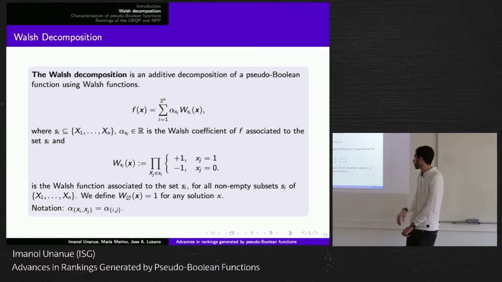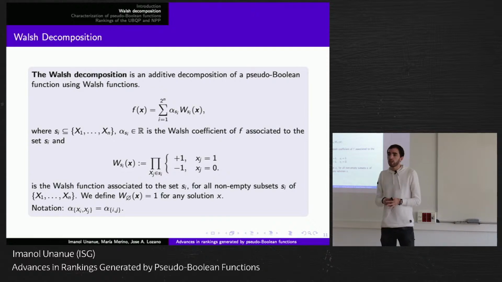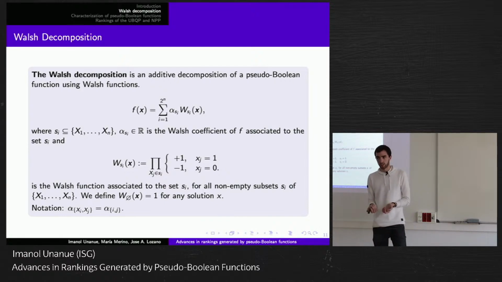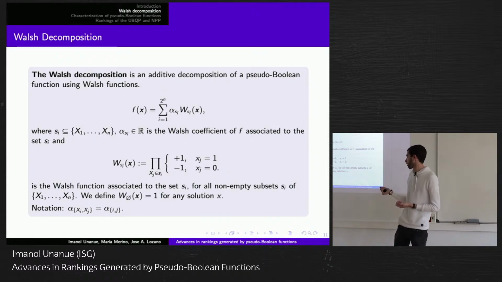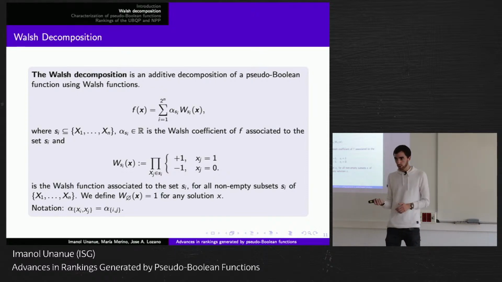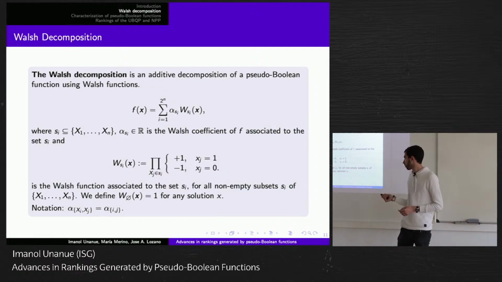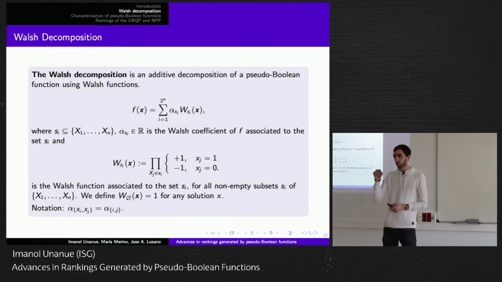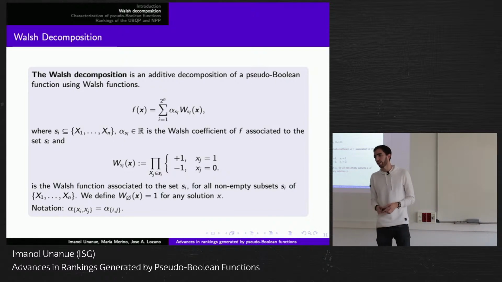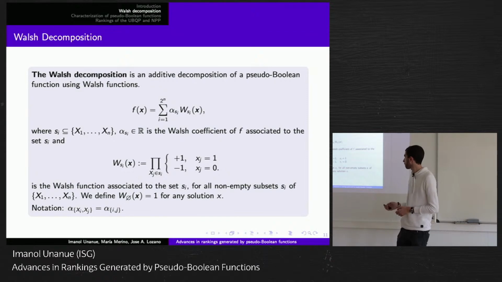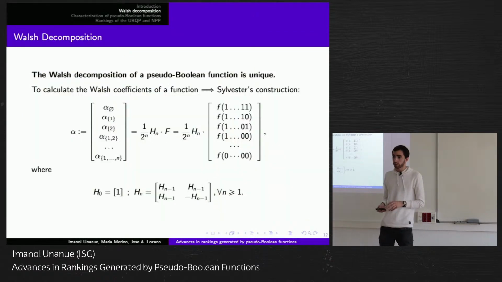I will not read all the formulas, of course, but just to consider, it's an additive decomposition, and if we have a function defined over the binary sequences of length n, we require 2 to the power of n Walsh functions, and the Walsh functions are defined as a multiplication of +1 and -1. Each Walsh function is also denoted with binary variables, and we will use throughout this work the sub-indexes to understand which are the associated binary variables for each Walsh function. Overall, the Walsh decomposition of a pseudo-Boolean function is unique, and there are several ways to calculate it.